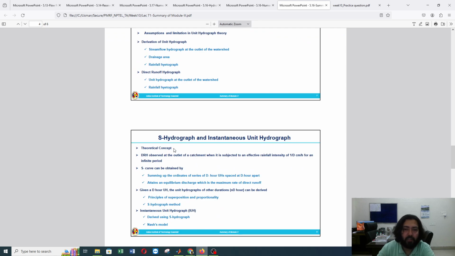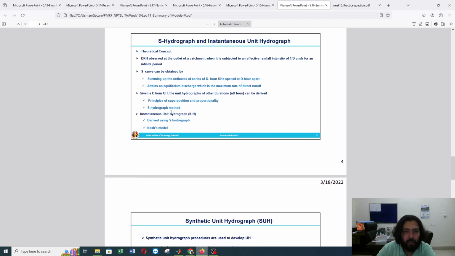Then we studied the concept of S hydrograph and instantaneous hydrograph. So the difference between S hydrograph and instantaneous and unit is that the input function changes. For unit hydrograph the input function is pulse response function. For S hydrograph it is step function, and for instantaneous unit hydrograph it is impulse function. So the input function changes.